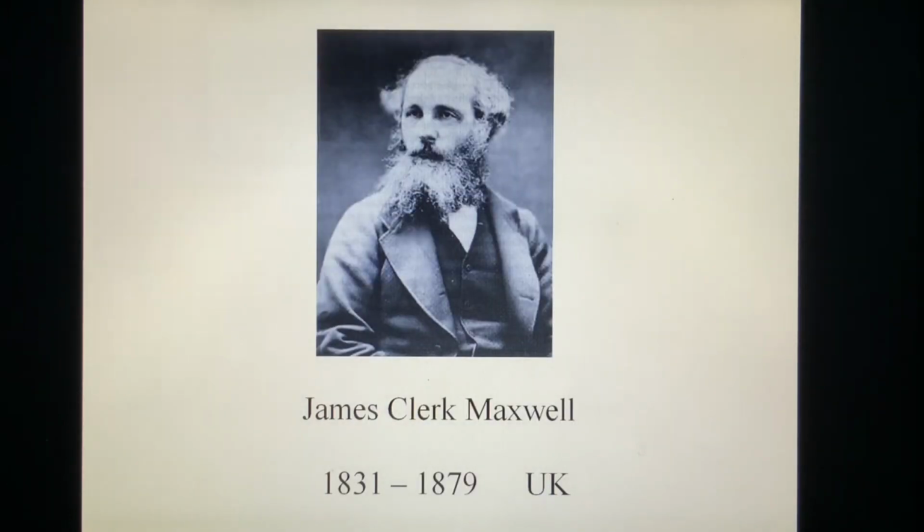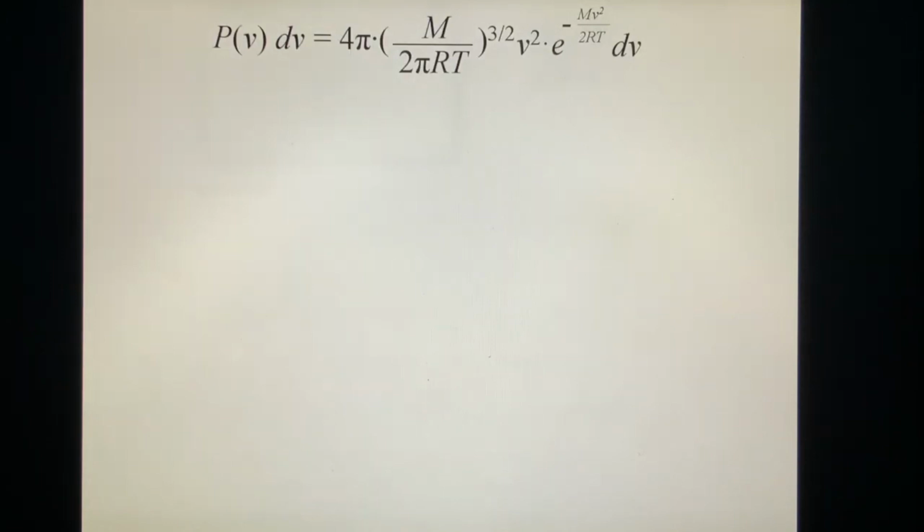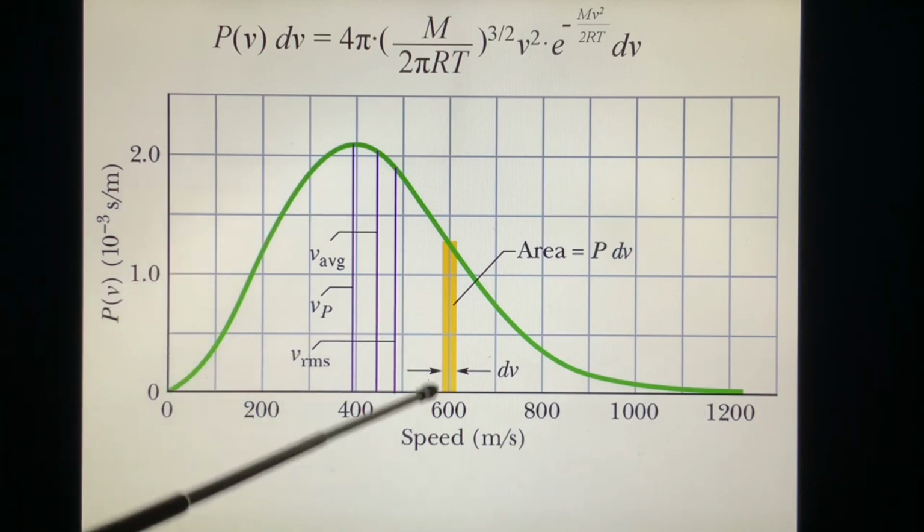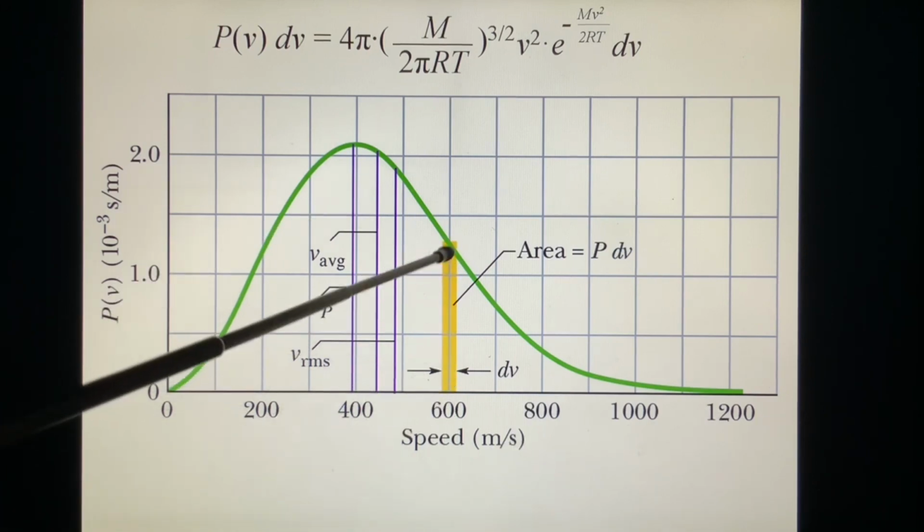Maxwell, great physicist. Okay, we will learn some theory from him. Now let's go back to this one. We plot the curve, and this is P, and this is speed, and we find this one is an area.